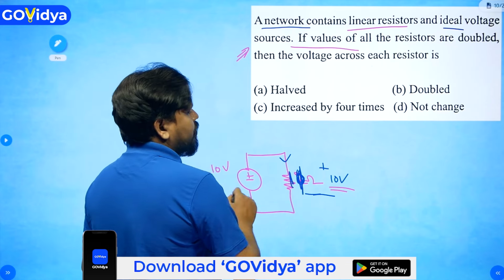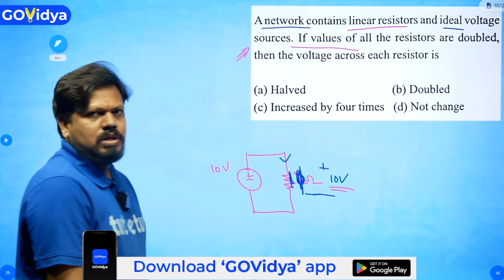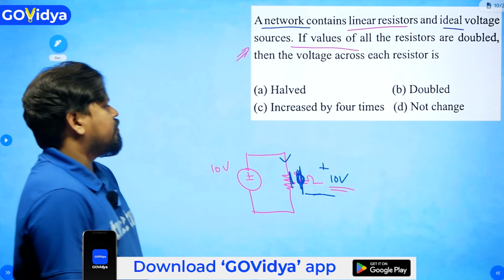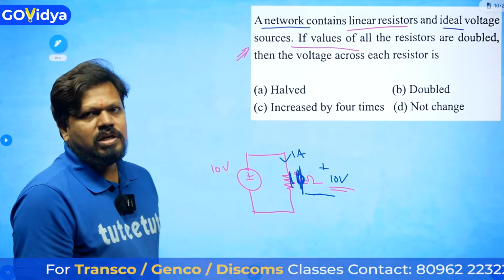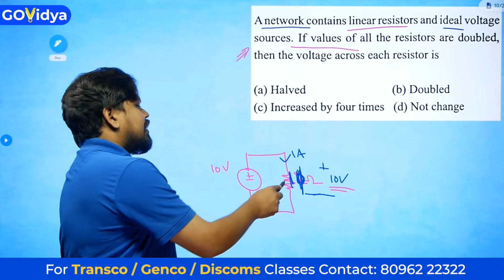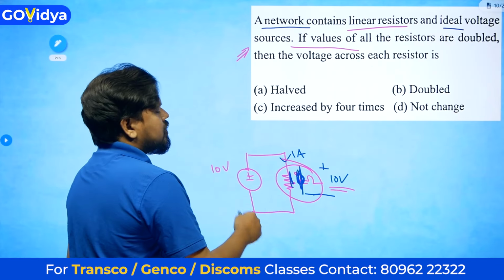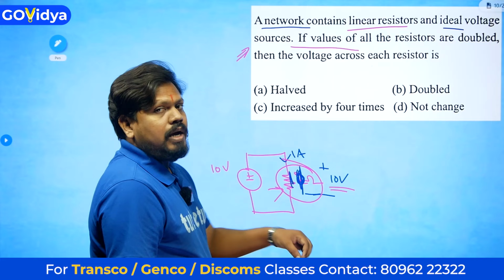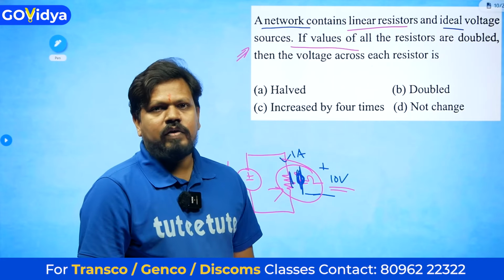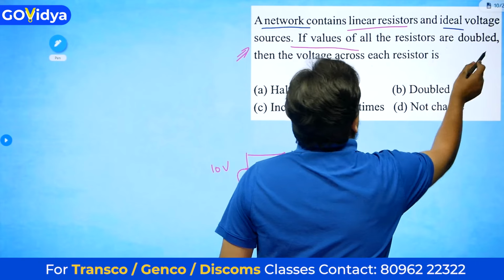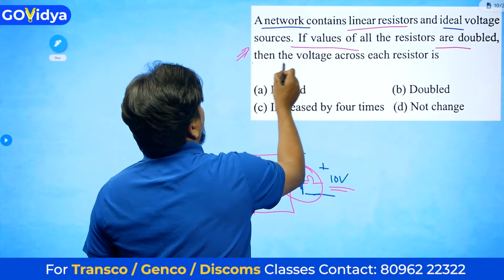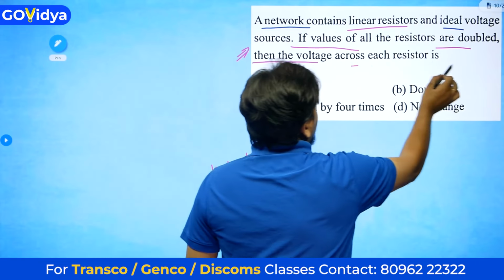If it is 10 ohm, then what will happen? Voltage is 10 volt only, but current will be 1 ampere. That means current is changing, but voltage is not changing. So whenever resistance values are getting doubled, resistance value is changing, current will be changed, voltage will not be changed. Here they are asking, if the values of resistors are doubled, then the voltage across each resistor is?